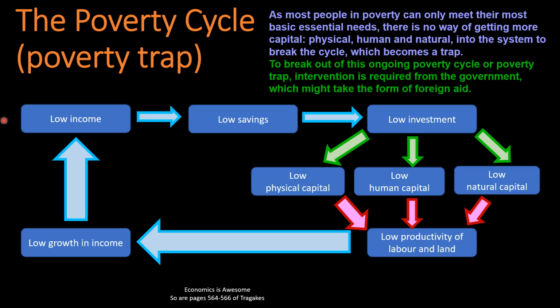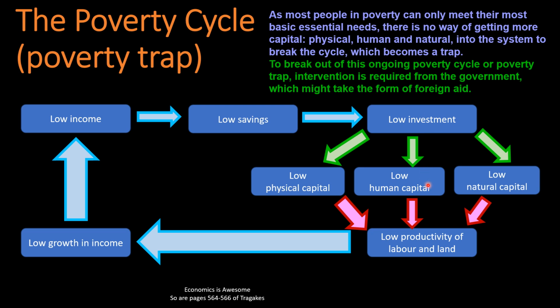Okay, so we come to the poverty cycle, also known as a poverty trap. So we can start here. There's low income, so therefore there's low savings. If your income is very low, you don't have the capacity to put away money for savings. And low savings means there's low investment as part of the cycle, because savings would fuel investment. And because there's low investment, this then cycles on to low natural capital, so you think of the environment, low human capital, think of capability and education of humans, and low physical capital, think of infrastructure.